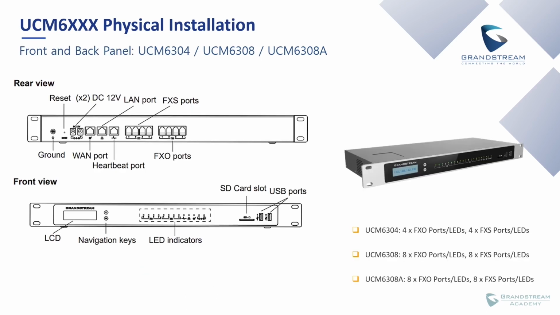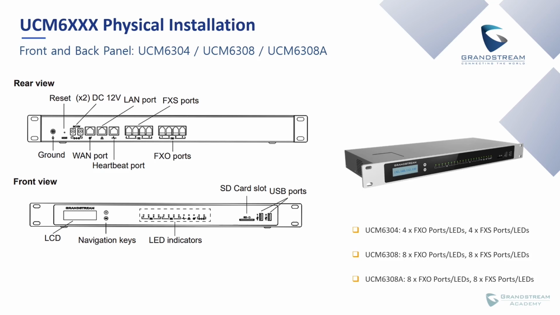Now let's talk about other UCM 6300 models which feature a different design. Those models are the UCM 6304, UCM 6308, and UCM 6308 audio. For these UCMs, on the front panel, we have the LCD screen, the navigation keys, LED indicators for all the interfaces status, 2 USB 3.0 ports, and 1 SD card slot.